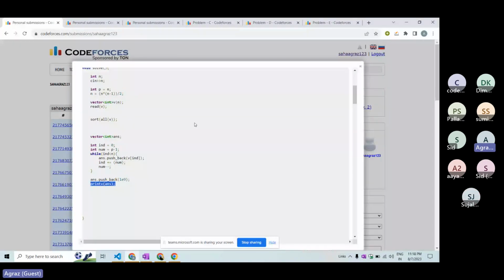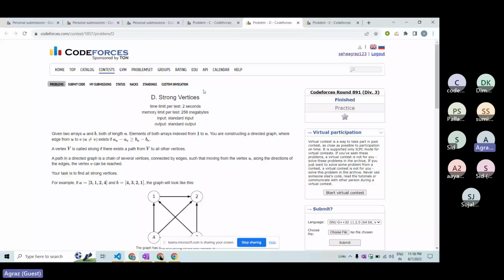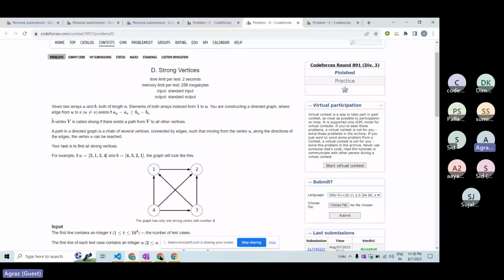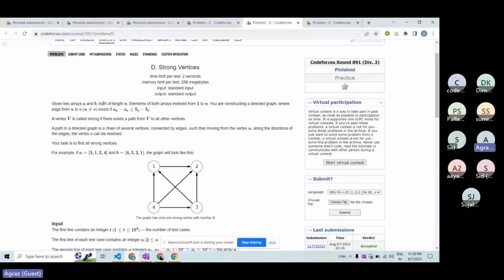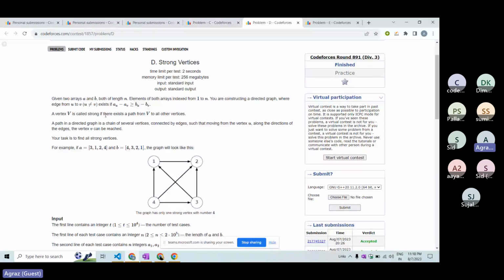The next question is strong vertices. Okay. So there are given 2 arrays, A and B, both of length n. Elements of both arrays are indexed from 1 to n. You are constructing a directed graph where edges from U to V, U not equal to V, exist if A of U minus A of V is greater than or equal to B of U minus B of V. Here it is given that a vertex V is called strong if there exists a path from V to all other vertices.